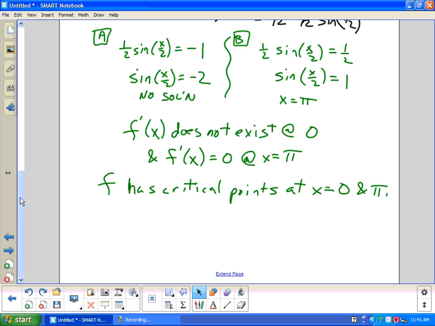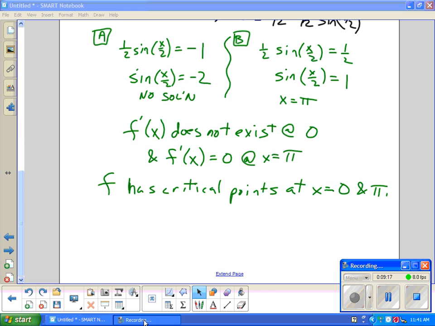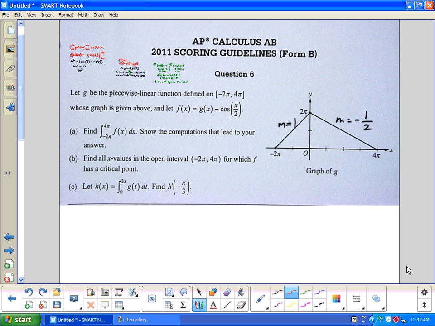All right, so let's do C. Letter C. Let h of x equals the integral from 0 to 3x of g(t) dt. Find h prime of negative pi over 3. First thing we better do is take the derivative. Oh, and look, they gave us a 3x to make sure we know our rule. So I think h prime of x is just g of 3x times 3. You plug in the top. So that is worth 2 points.